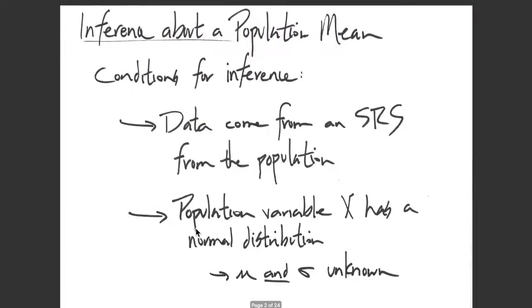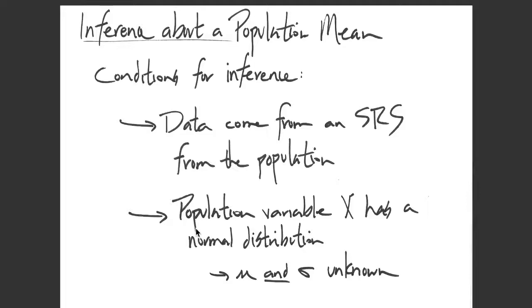When we're doing realistic inference about a population mean, the procedures that we're using require that certain assumptions be valid. These are called the conditions for inference. The most important is that the data come from a simple random sample of the population. And this goes back to all the discussion we had back in chapters 8 and 9 on sampling and experiments. This avoids systematic bias in the data we're using.